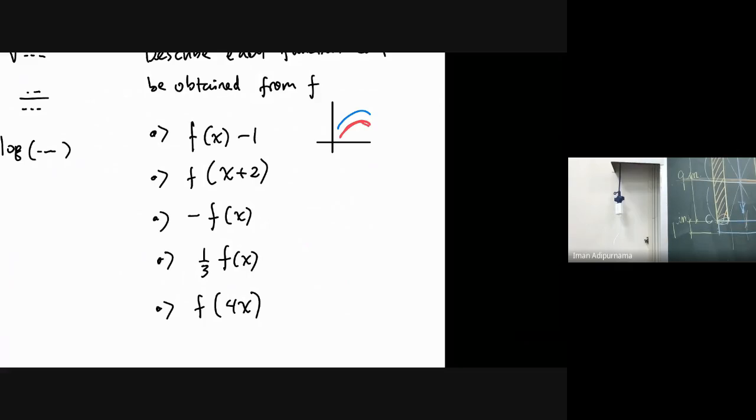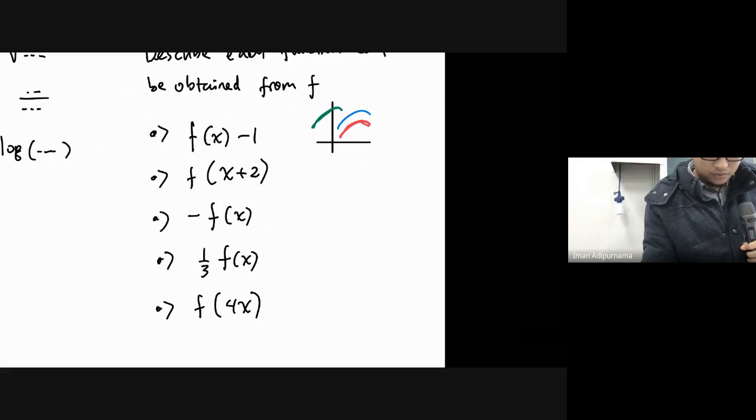How about f of x plus 2? Yeah, going to the left, okay? Going to the left, 2 units, okay? So maybe a different color, going to the left, maybe here, okay?